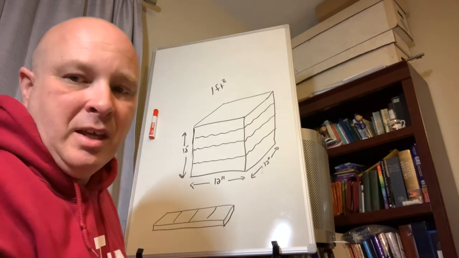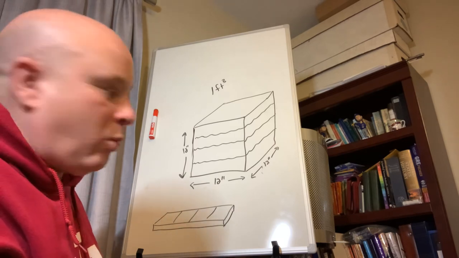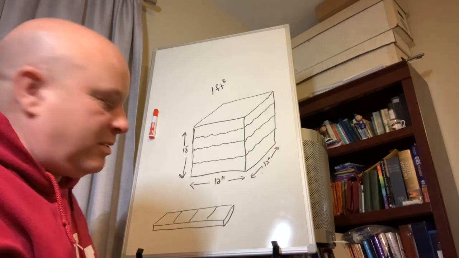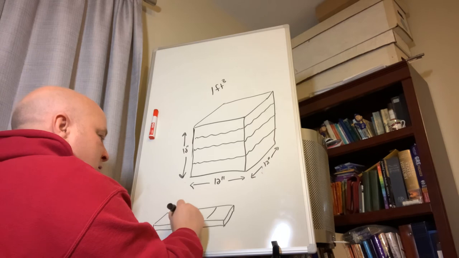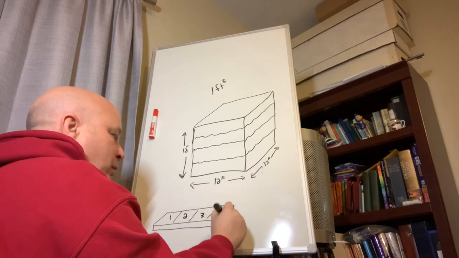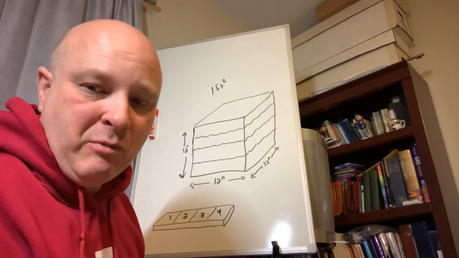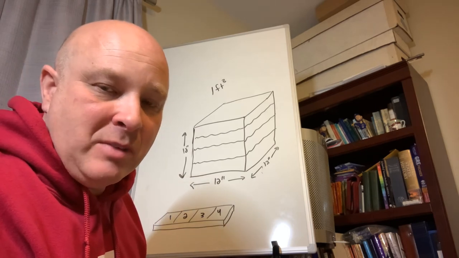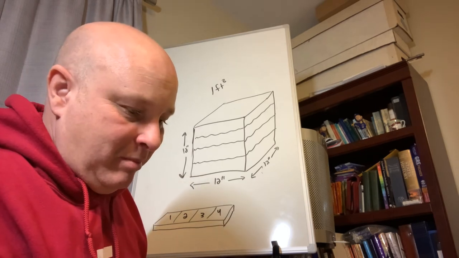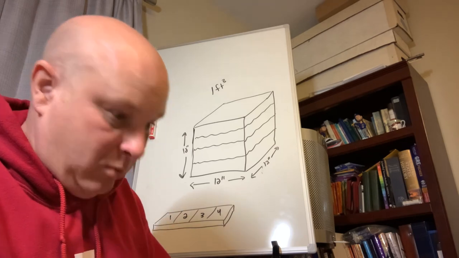Okay. In other words, we could take 1 cubic foot and we could do 1, 2, 3, 4 square feet covered in 3 inches of mulch. So you'll need that information. This is very real life.